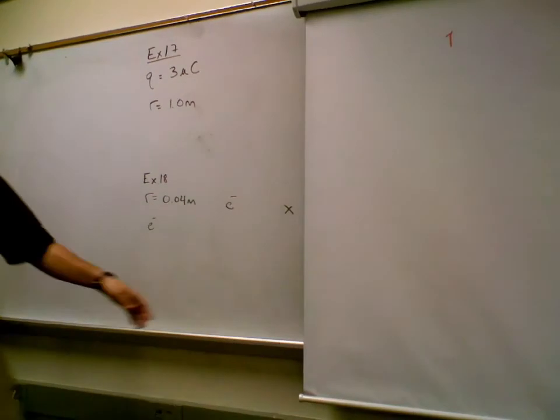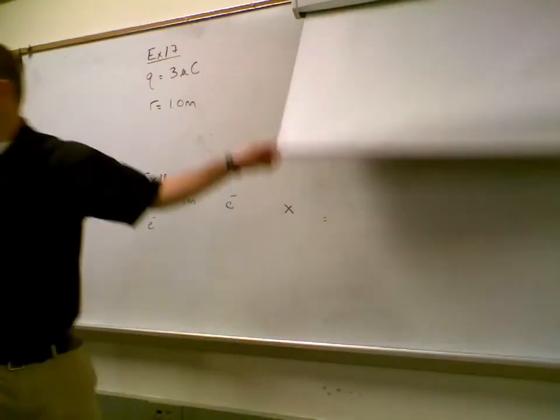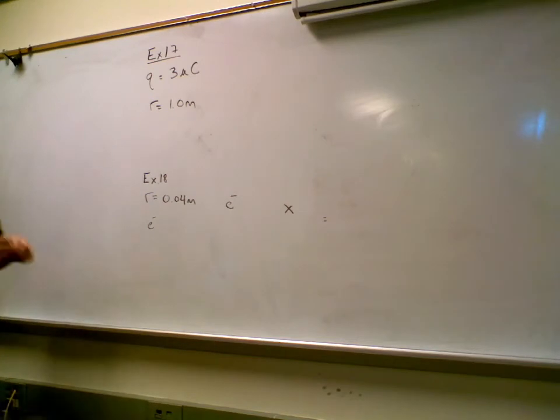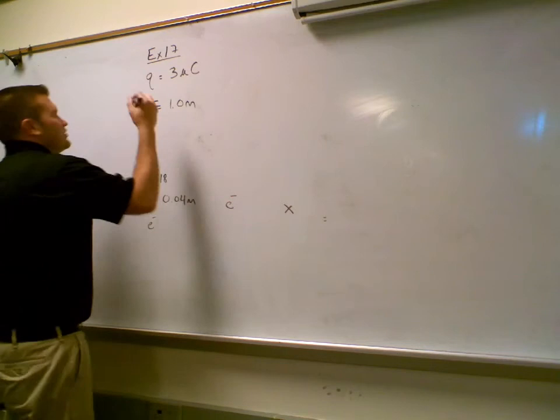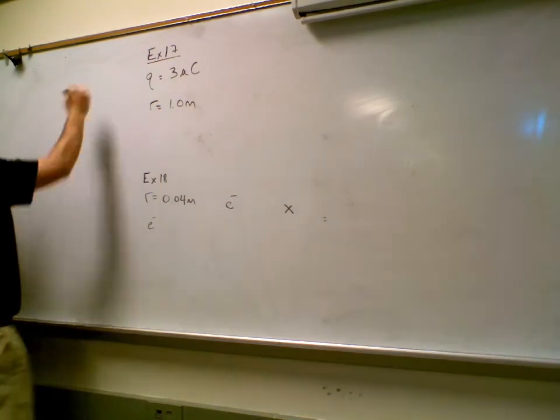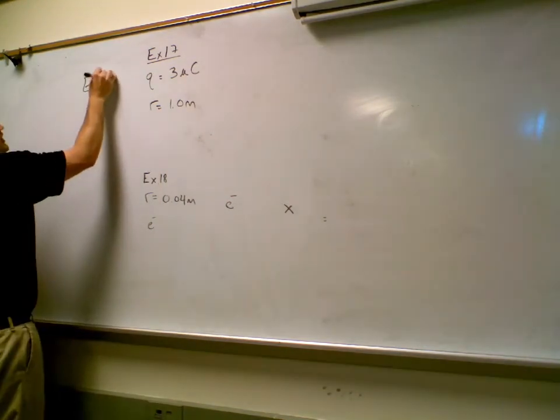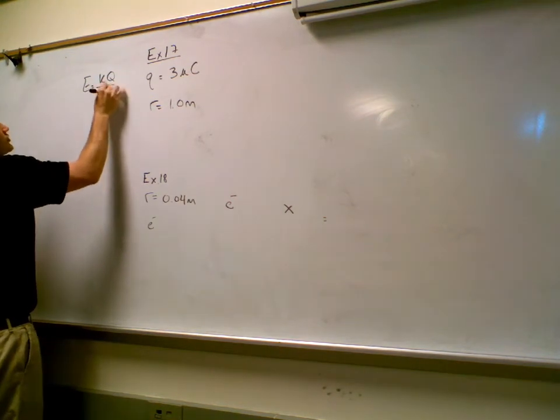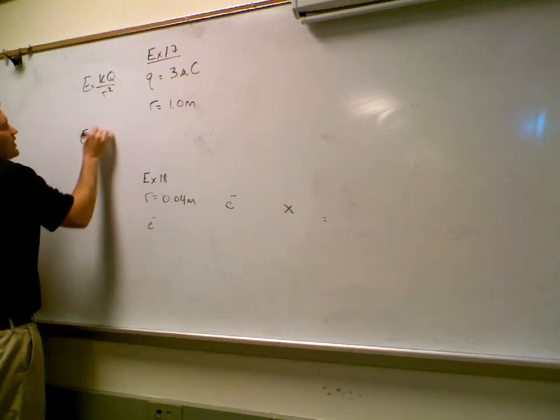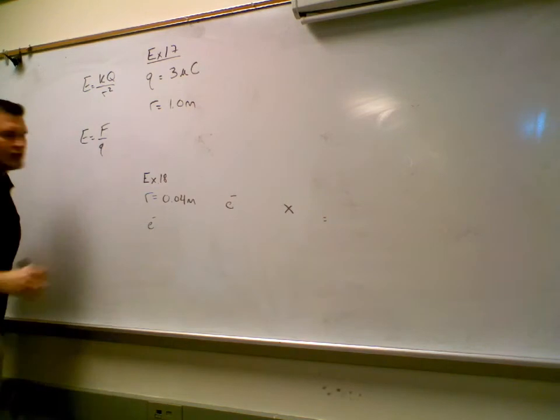Okay. So, 3 microcoulombs, radius is 1.0 meters. I want to find the electric field, right? So we have to think, which equation do we need? There are two equation options here. We have E equals kQ over r squared, and we have E equals F over q. Which equation should we use?